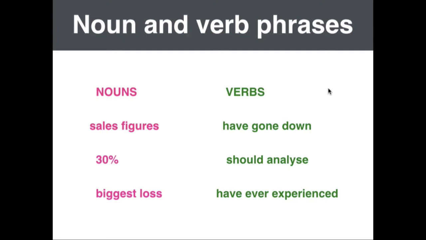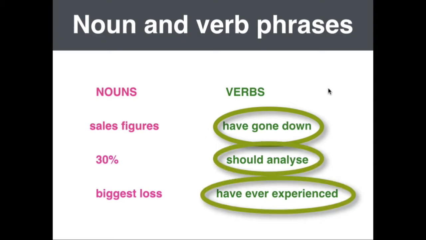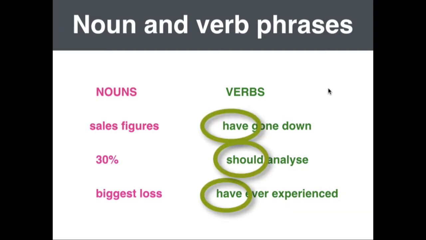Verbs are sometimes described as showing some action, which is clear to see, like run or talk. But they too can be less clear, such as to think or to know. Our 3 examples are have gone down, should analyse, and have ever experienced. You can see the main verb is at the end, and then there are extra parts like should and have, which add more grammatical meaning, and they make up the verb phrase. So let's move on to our example slides.